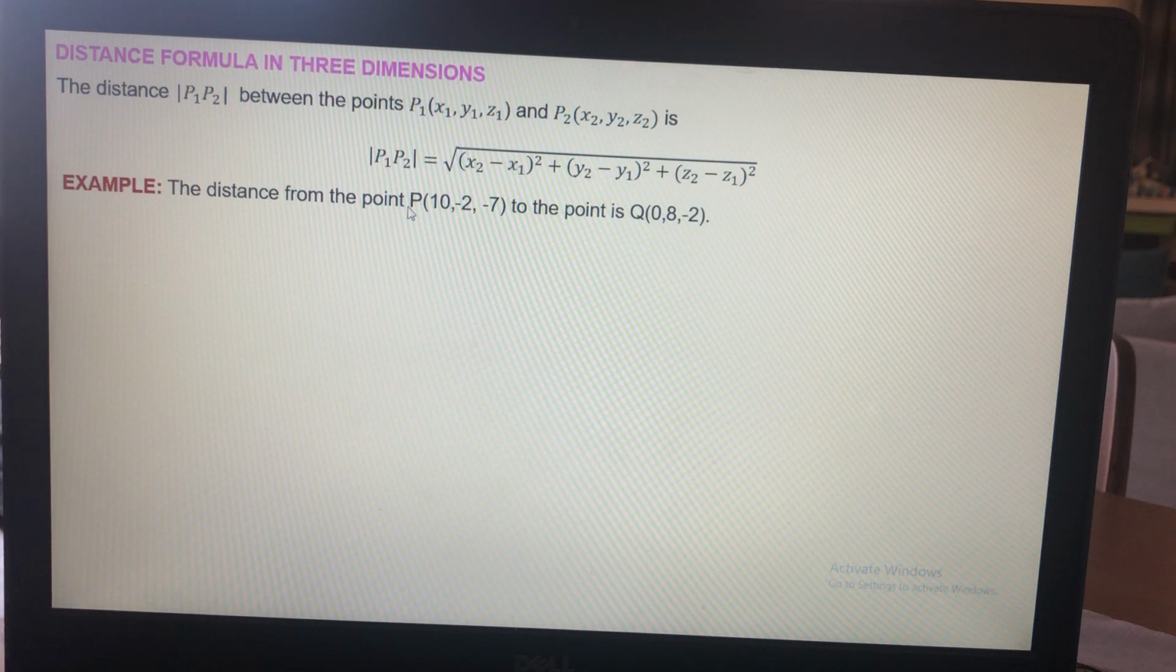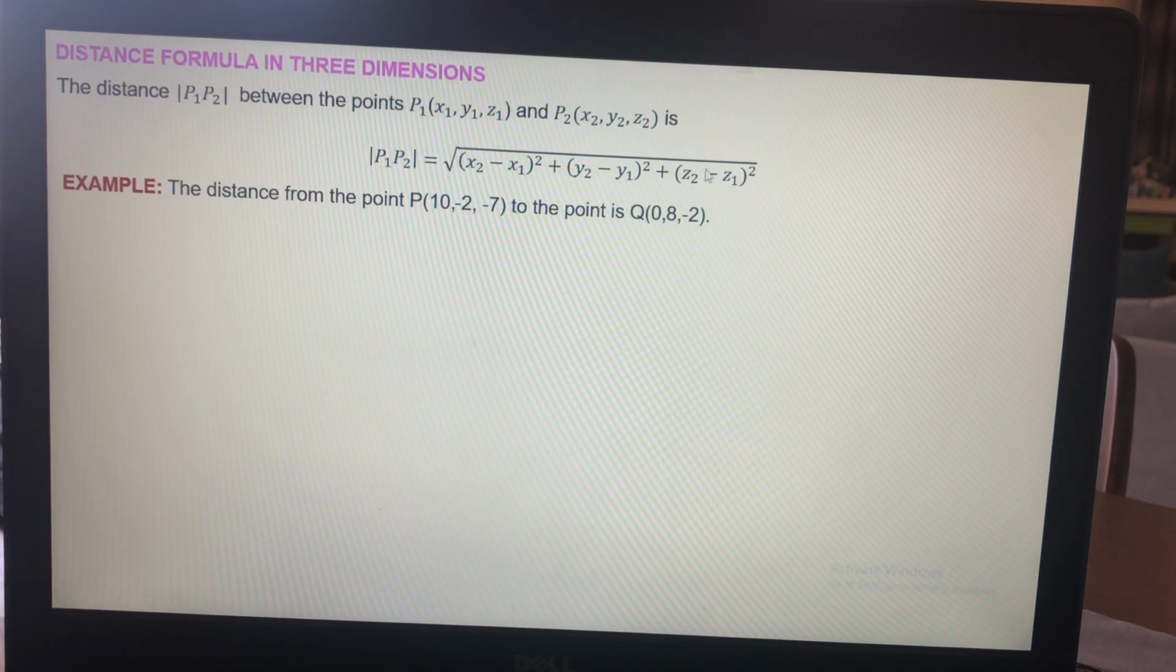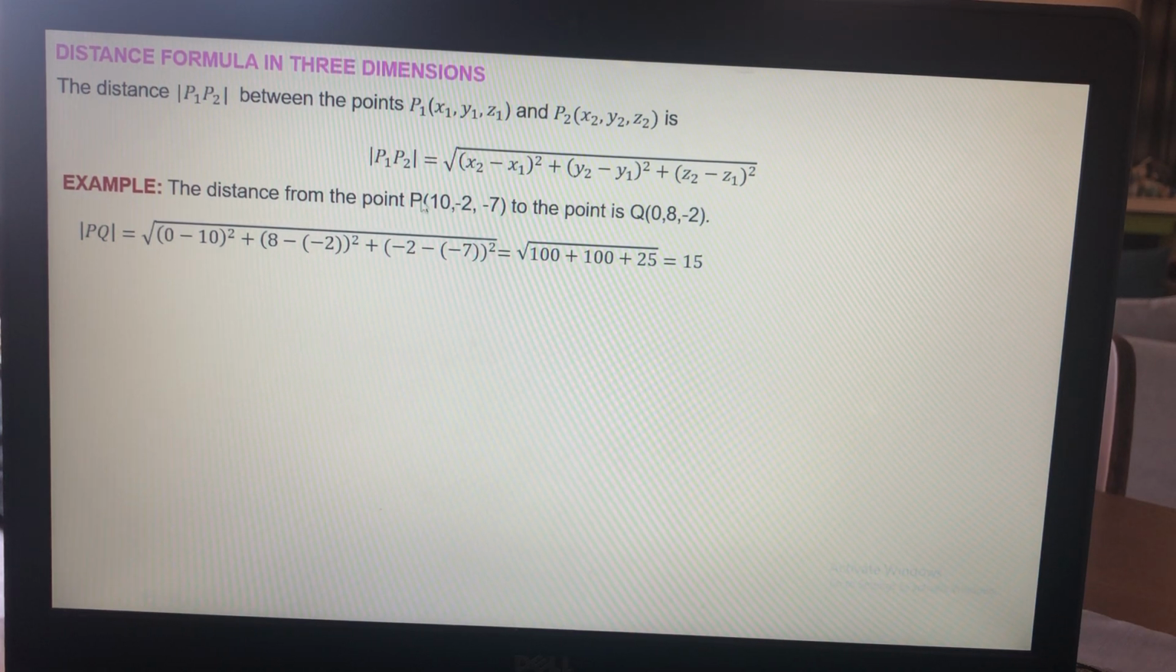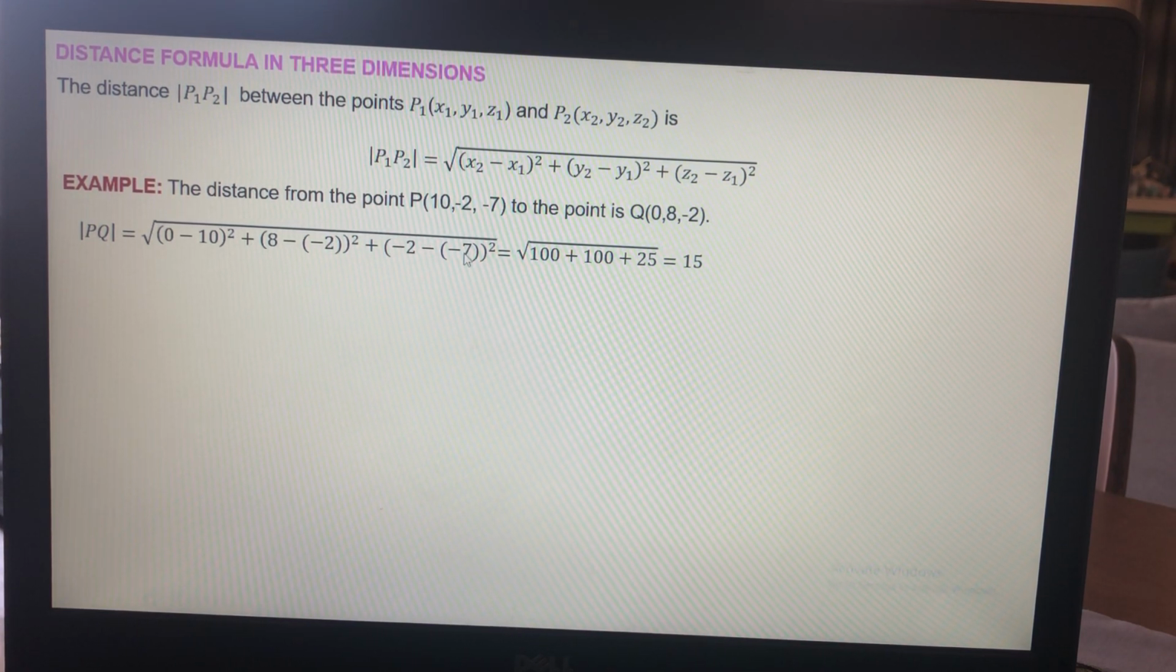And now we are trying to find the distance between those 2 points. Here is the distance formula. It says take the differences of the x values, y values, z values, take the squares of them, and put them inside the square root. Exactly, this is what we do. 0 minus 10 squared, 8 minus 2 squared, minus 2 minus 7 squared. We are taking the square root. It is going to be 225. The square root of 225 will be 15. So this is the distance between the points P and Q.